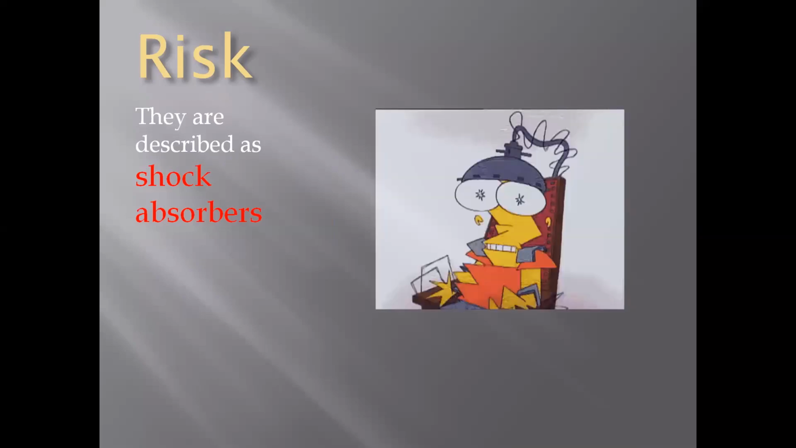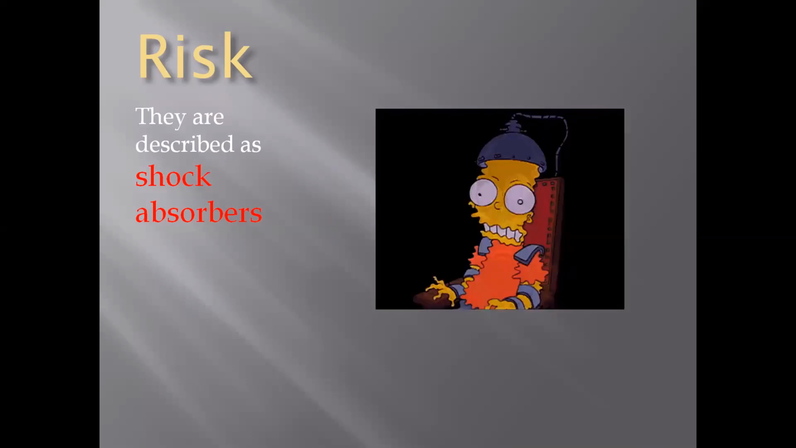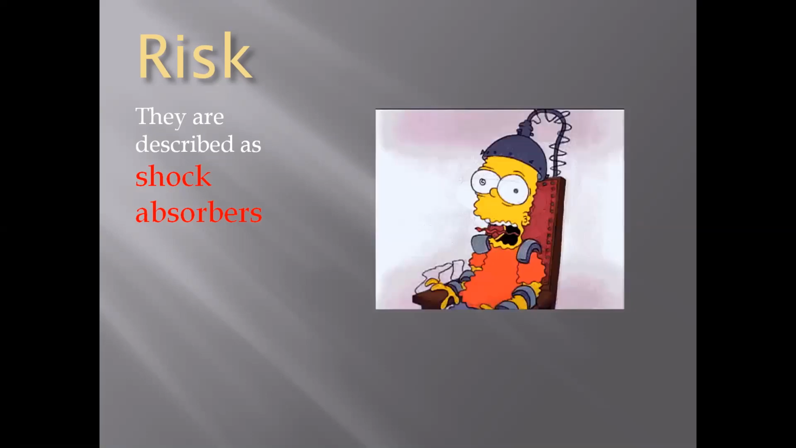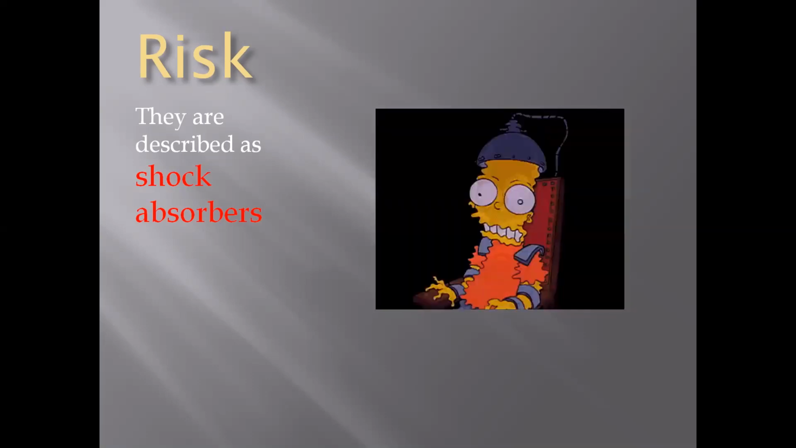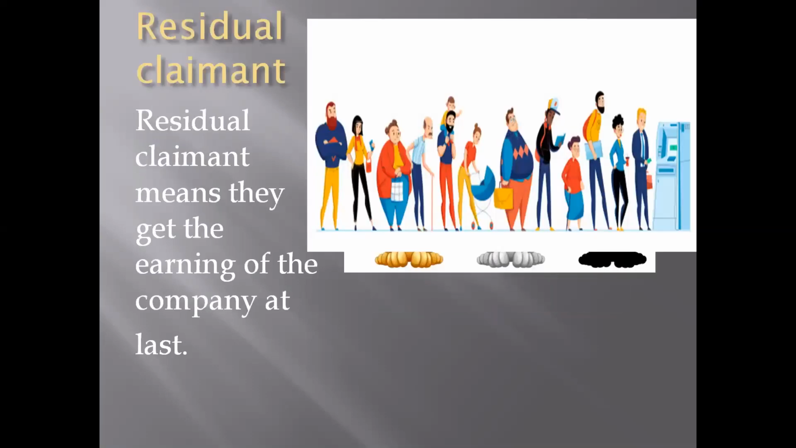So what are these equity shareholders called? They are shock observers. Shock means electric shock. Look, it is as if this person is getting an electric shock. Getting? So equity shareholders are known as shock observers because they are bearing all the risk. They have full rights and everything, but they are the risk bearers. So they are known as shock observers. Getting? Followed? Yes.